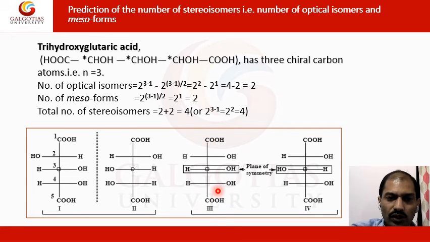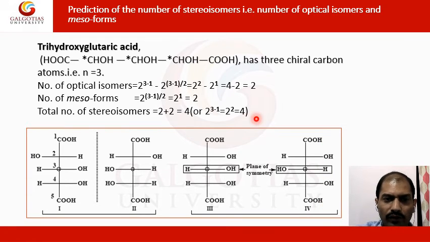So this third representation of the molecule is also having a plane of symmetry. Now you can change the position of this OH with respect to this hydrogen. So you will see again one plane can be passed. In this way you can see this is also having a plane of symmetry.